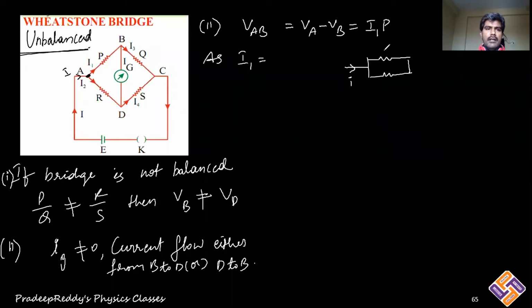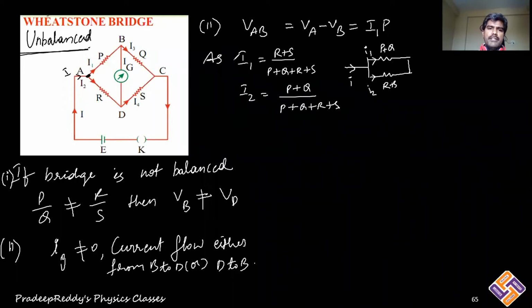This is current I. The resistor here is P plus Q. The resistor here is R plus S. Suppose the current flowing here is I1 and the current flowing here is I2. Then how do you write I1? I1 can be simply written as (R plus S) divided by (P plus Q plus R plus S). So I1 is equal to (R plus S) divided by (P plus Q plus R plus S). Similarly, I2 can be written as (P plus Q) divided by (P plus Q plus R plus S). This we have already learned in the basics of resistors.